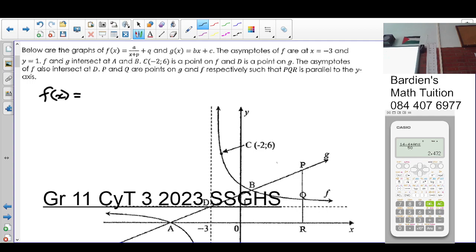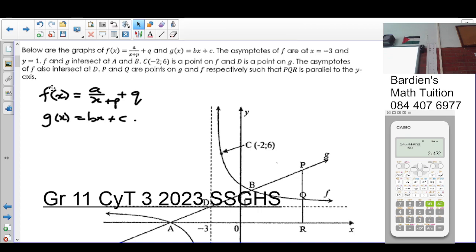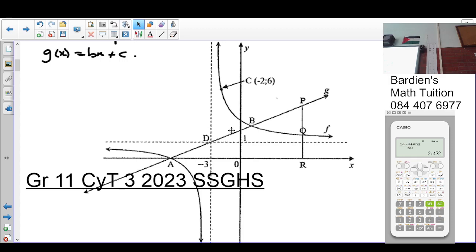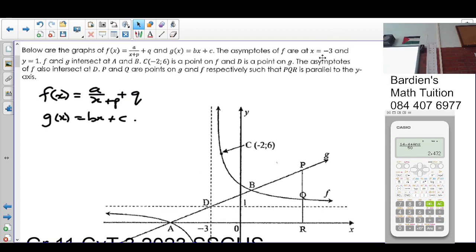So we are given f of x is equal to a over x plus p, plus q. That's the one graph, whilst g of x is equal to bx plus c. The asymptotes of f are at x equal to minus 3, the vertical asymptote, and y is equal to 1, the horizontal asymptote. F and g intersect at A and B.